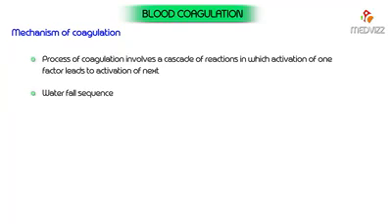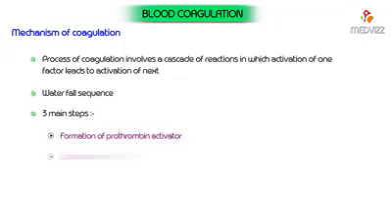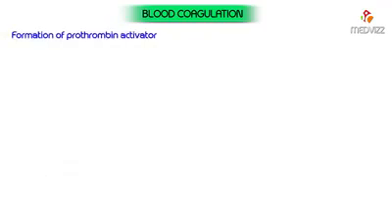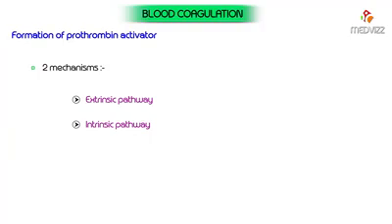The process of coagulation can be divided into three main steps: formation of prothrombin activator, conversion of prothrombin to thrombin, and conversion of fibrinogen to fibrin. Formation of prothrombin activator. Two different mechanisms are involved in the formation of prothrombin activator. They are the extrinsic pathway and the intrinsic pathway.